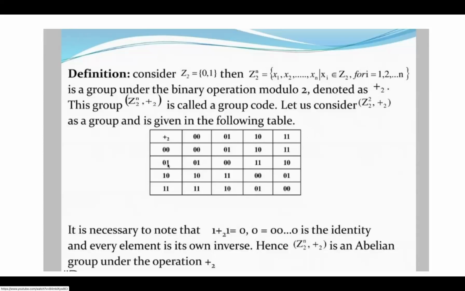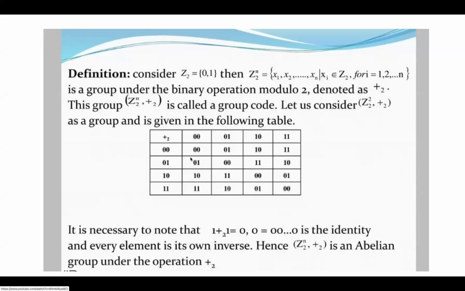Now 01 plus 00 is 01. 01 plus 01 is 00. Why? Because 1 plus 1 is 0 in binary addition. So when 01 plus 01 comes, the answer is 00. All of you know binary addition, so I'm just describing the table. 01 plus 10 is 11, and 01 plus 11 is 10.